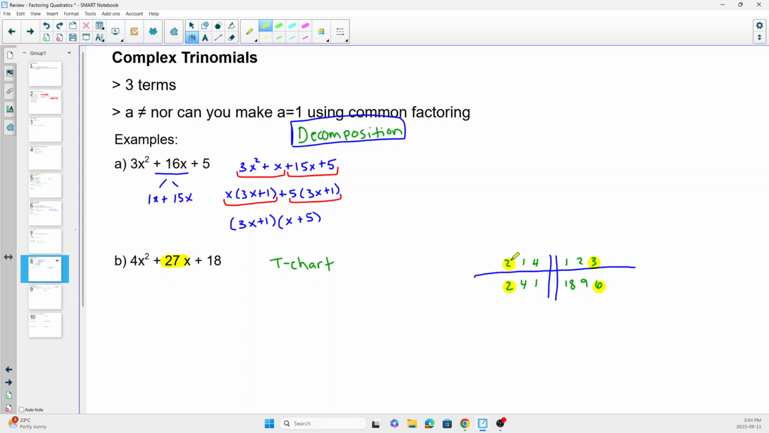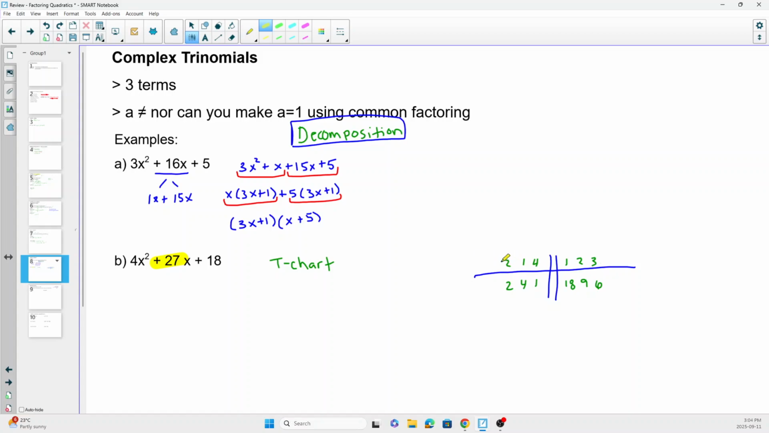Now, I can do 12 minus 6, and that's 6. I could do 12 plus 6, and that's 18. Neither of those are 27, so this is no good. So I need to go on to the next possible combination of numbers. And remember, we're trying to get to this 27. So I did the 2s and the 3 and the 6.